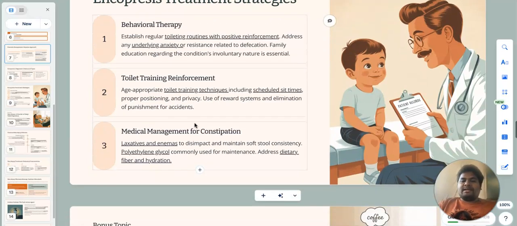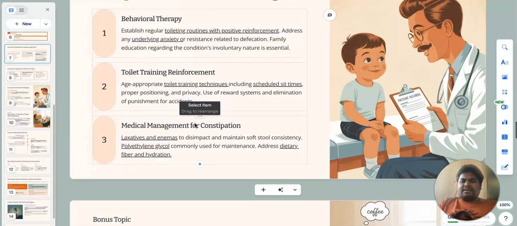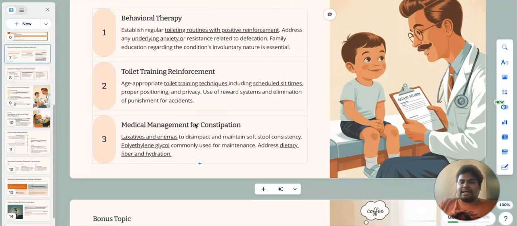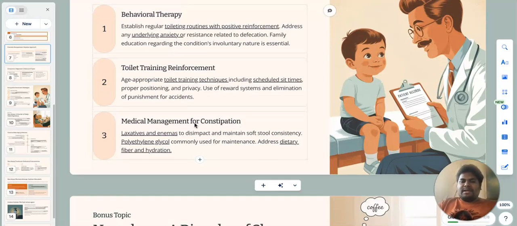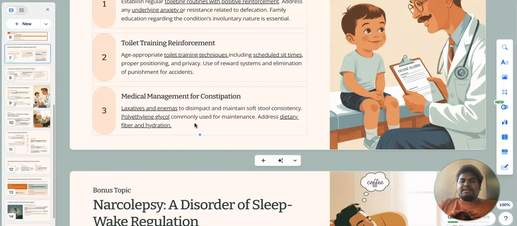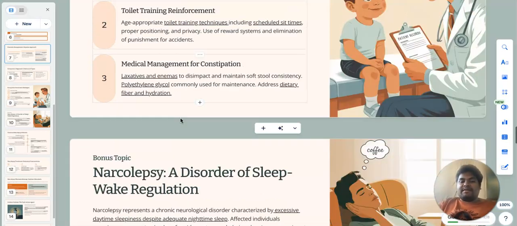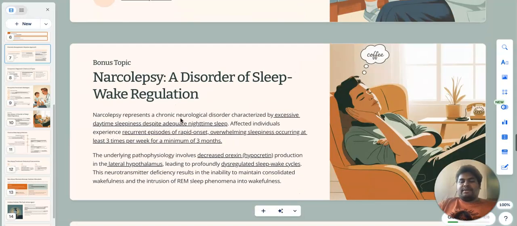And next is, while toilet training, you must also follow some specific time, schedule, and position so that the baby gets acquainted to it. And if this doesn't work out, since the most common type of encopresis is associated with constipation, we may use laxatives and enema and polyethylene glycol for constipation. And also in diet, you can add fiber and hydration for the baby.